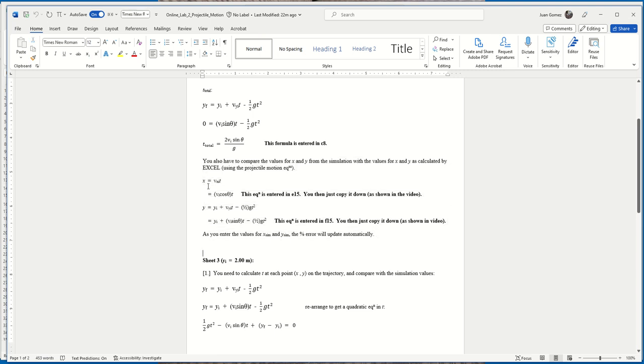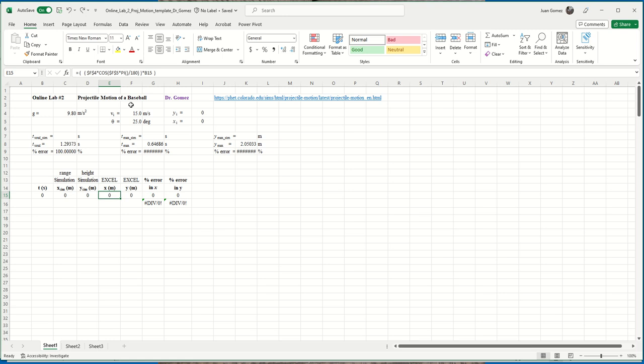Which are here. This is x is vxi times t. What is y? Y is y initial plus vy initial t minus 1/2 gt squared. Again, very important. What is vxi? Vi cosine theta. What is vyi? Vi sine theta. So again, I've taken the projectile motion equations, and notice in this cell, that's vxi times t, i.e. that's vi cosine theta times t. Remember, $F$4, that's my vi.